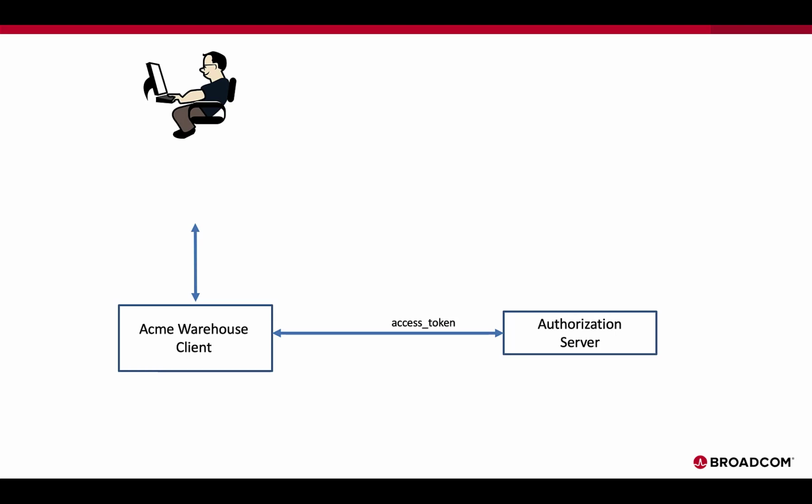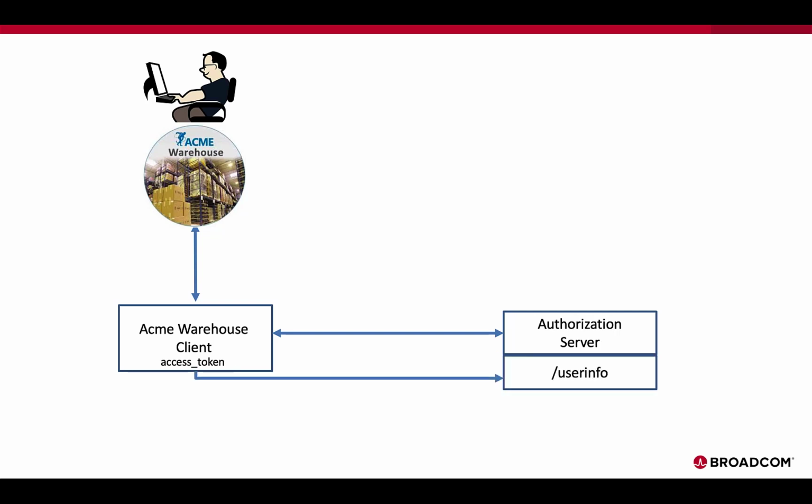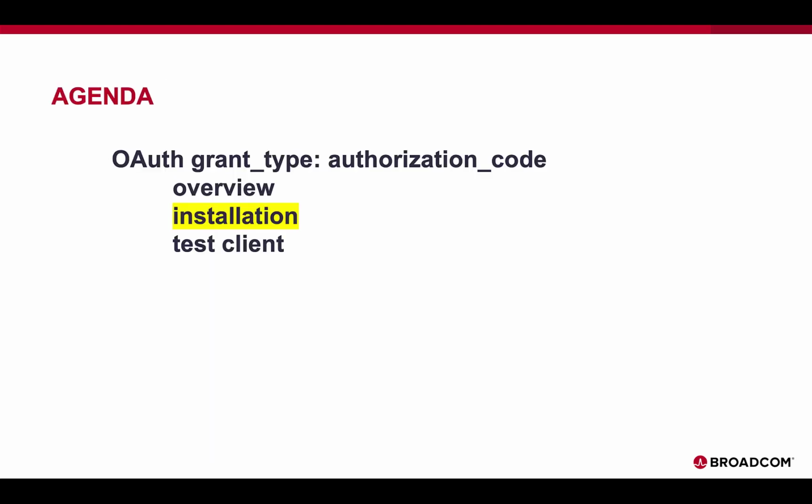Now that the access token has been issued and provided to the warehouse client, the user is logged in, and the client can use this access token on subsequent calls to APIs for protected resources. If one of those APIs happens to be a user info endpoint, the access token can be exchanged for claims that are authorized through the client scopes. Next, let's take a look at the installation and configuration of the OAuth toolkit in the API gateway.